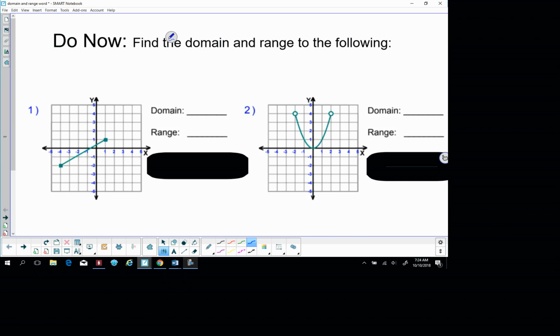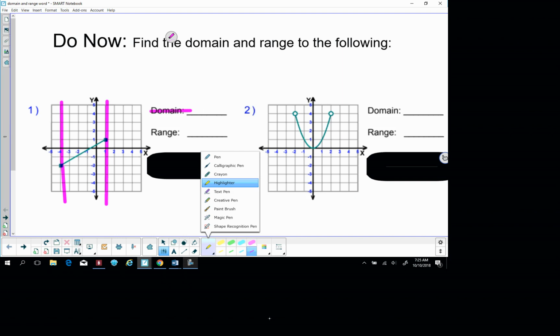So when we're looking at domain, and you guys can still use the highlighters, I actually encourage it. If I'm looking at domain, I'm looking at the X value, which is side to side, right? And so I'm looking at the furthest left it goes to the furthest right it goes. Now, when you're writing this as an interval or an inequality, some of you got it wrong because the smallest number needs to go first.